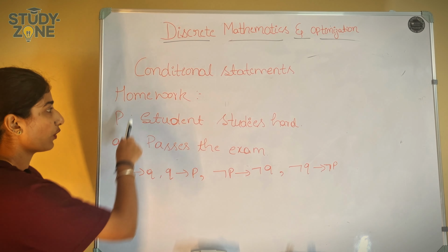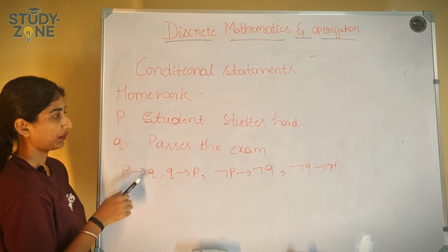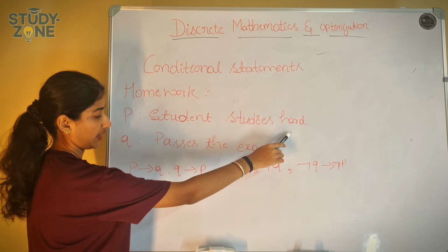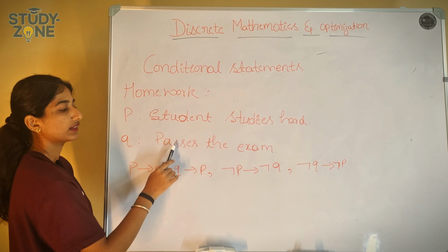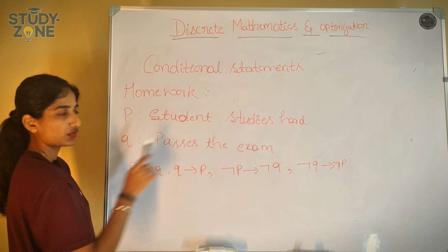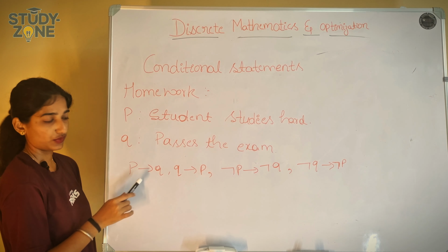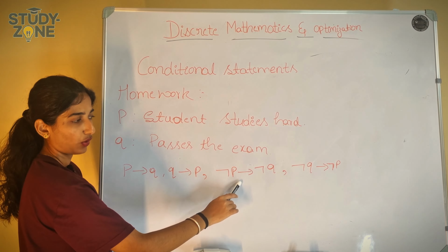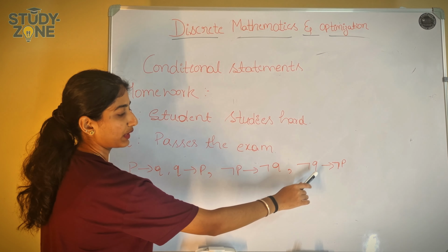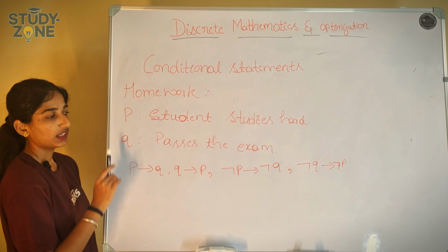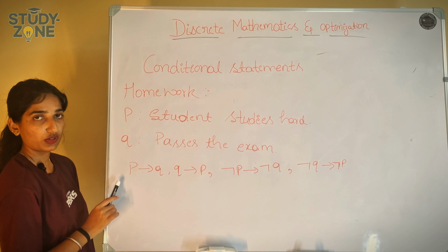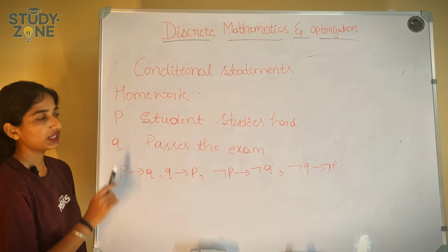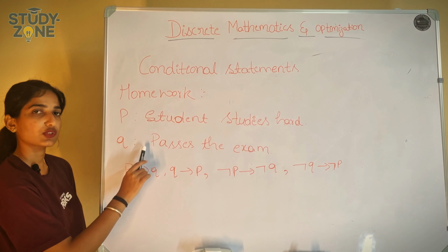So this is the homework question under conditional statement: P is student studies hard, and Q is passes the exam. So for this, write the truth values for P implies Q, Q implies P, not P implies not Q, and then not Q implies not P, and check whether the rows which I have told before are equal or not. And if you have any doubt, please ask question in comment section, then I will solve the question.